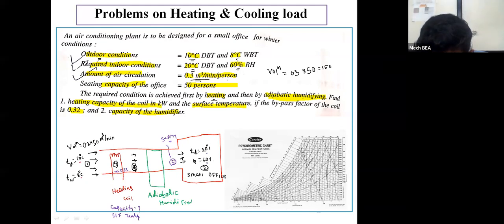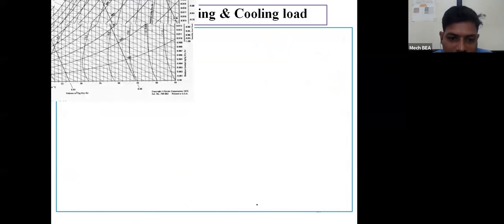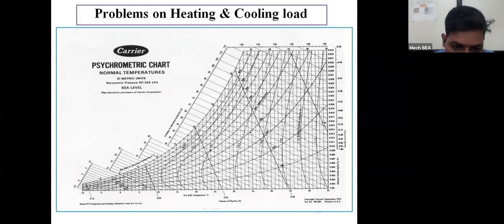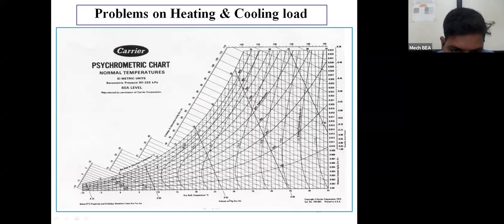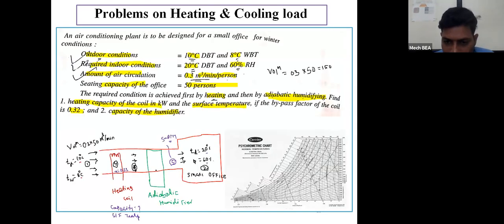On the chart itself, this is the 10 degrees centigrade dry bulb temperature, and 8 degrees centigrade wet bulb temperature means this line. So this is the 8 degrees centigrade wet bulb temperature. So 10 degrees centigrade dry bulb temperature and 8 degrees centigrade wet bulb temperature intersect at this location. So this will be my point number 1.